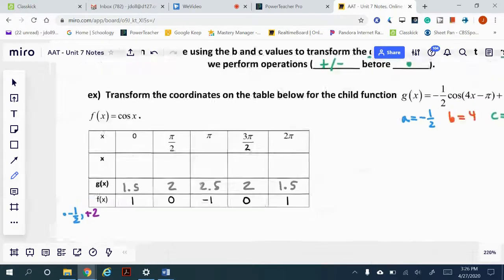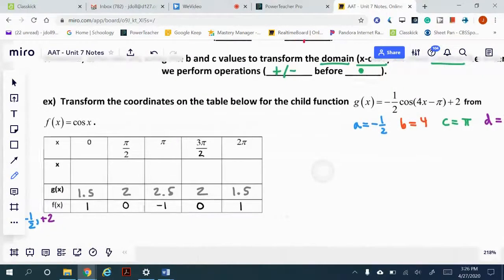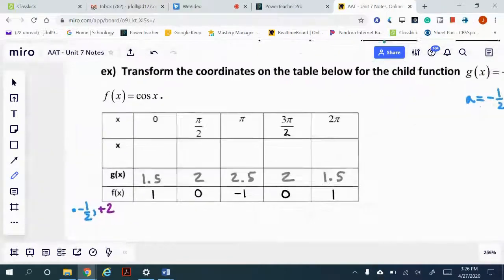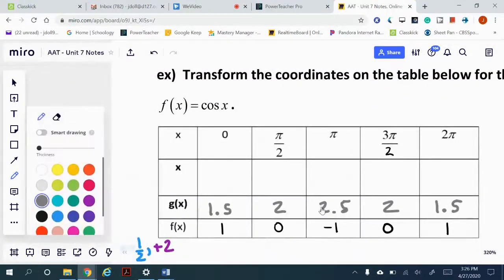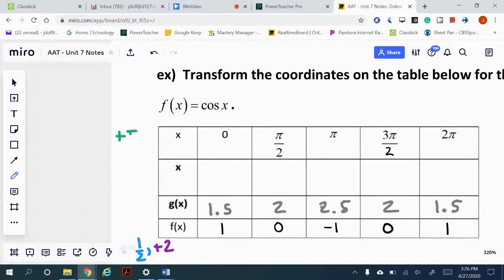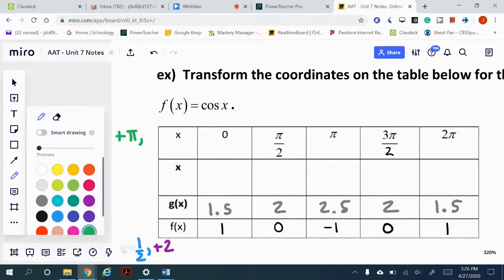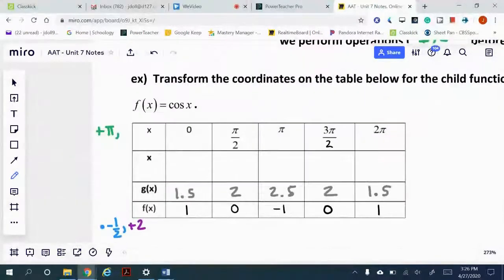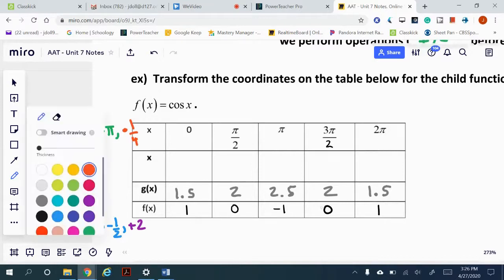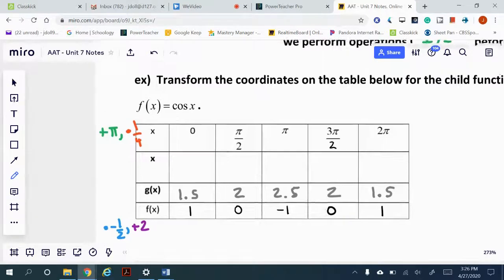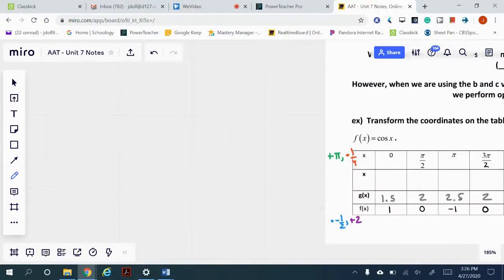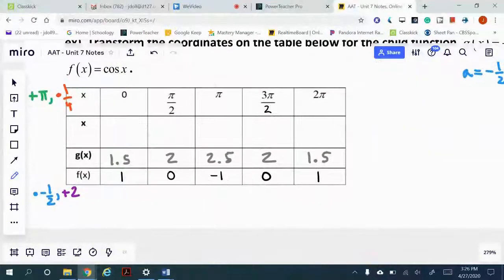Okay, so let's look at the domain values. We have a b value of 4 and a c value of pi. So remember, we're going to do the reverse order of operations. So plus pi, and then we're going to multiply by the inverse of b, so times 1/4. Again, for purposes of keeping the video short, I won't show you all the work. I will do the work for adding pi and multiplying by 1/4 over here so you can see that.